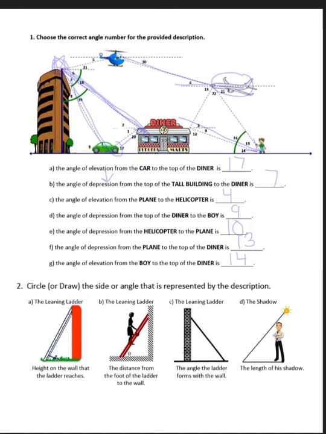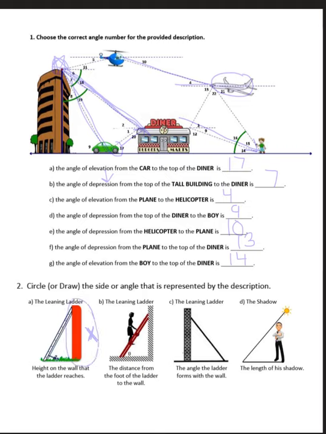Now the second part here says to circle or draw the side or angle that is represented by the description. A says that there's a leaning ladder, and they want to know the height on the wall that the ladder reaches. So that would be this right here. This is the height of the wall that the ladder reaches. So my X would go here. If I wanted to circle it, that would be what I'm looking for.